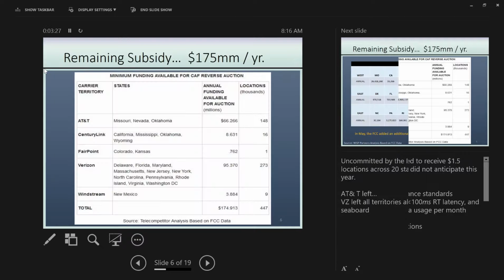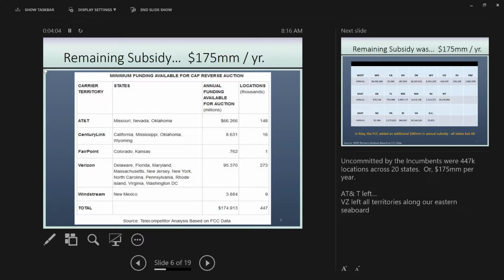In the next slide, we see the remaining subsidy of $175 billion a year. This is something that has been out there for some time now, about a year, so you've likely seen this. Here is where we see, for example, that AT&T decided to leave Missouri, Nevada, and Oklahoma aside and not make the statewide commitment. And then another example, Verizon, which operates most predominantly in the eastern seaboard states, also declined to participate.